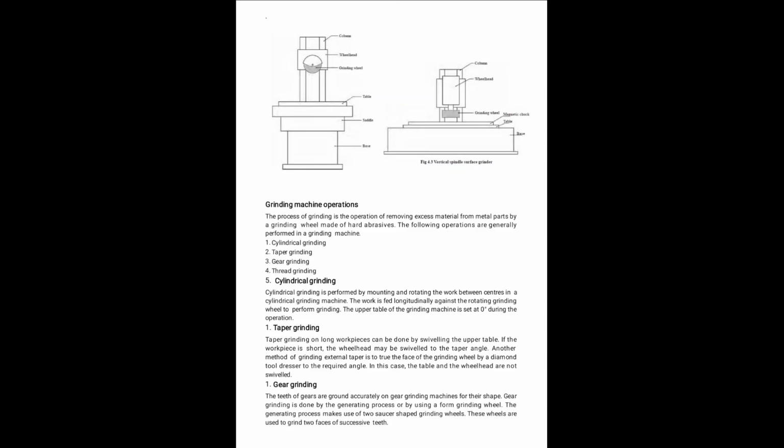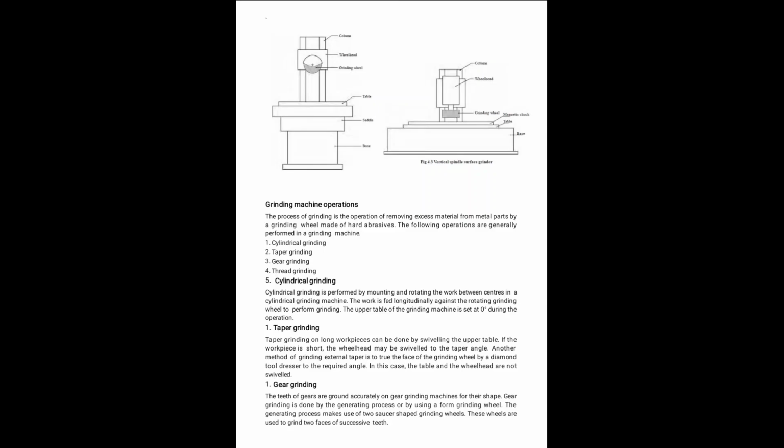Cylindrical grinding. Cylindrical grinding is performed by mounting and rotating the work between centers in the cylindrical grinding machine. The work is fed longitudinally against the rotating grinding wheel to perform grinding. The upper table of the grinding machine is set to 0 degrees during the operation.